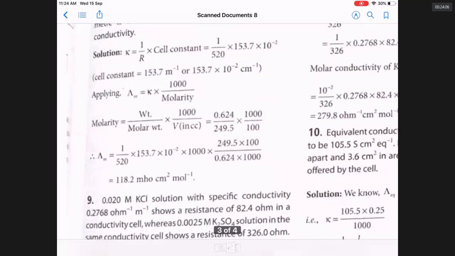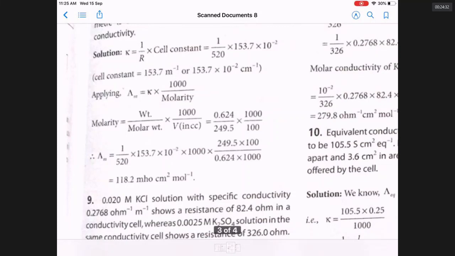Can you see it clearly, sir? Can we really simplify it in 1 minute time? 1 by 520 into 153.7 into 10 to the power minus 2 into 1000 into 249.5 into 100 by 0.624 into 1000. This big calculation, can we do it in 1 minute time?